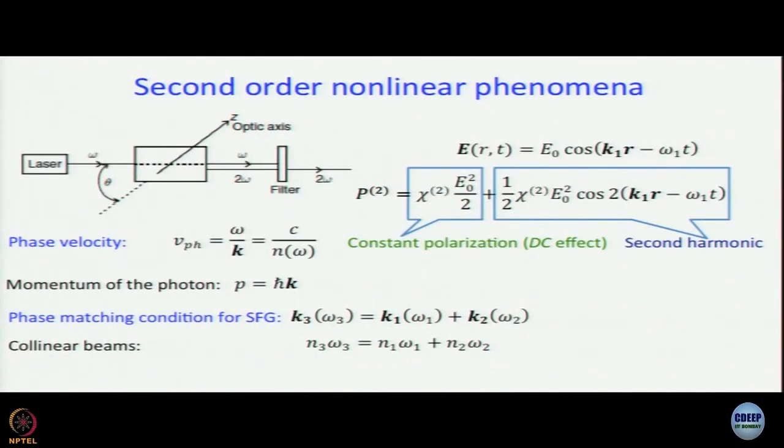What does k stand for? What does k define? Which property? Momentum. So, are we not saying that momentum has to be conserved in sum frequency generation? That is the physical meaning. All we are saying is that when two photons combine, they should combine in such a way that the momentum is conserved. Momentum of the sum frequency photon should be equal to the sum of momenta of the combining photons. That is all we are saying.